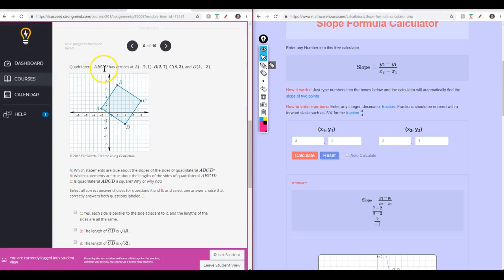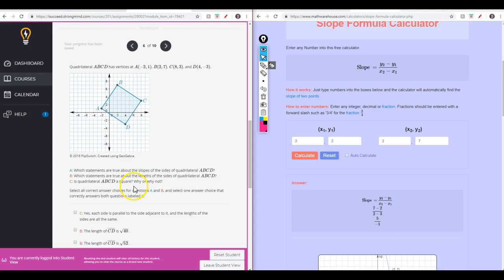Okay, quadrilateral ABCD has vertices at A (-2, 1), B (2, 7), C (8, 3), and D (4, -3). A, which statements are true about the slopes of the sides of the quadrilateral ABCD? B, which statements are true about the lengths of the sides of the quadrilateral ABCD? Is quadrilateral ABCD a square, why or why not?